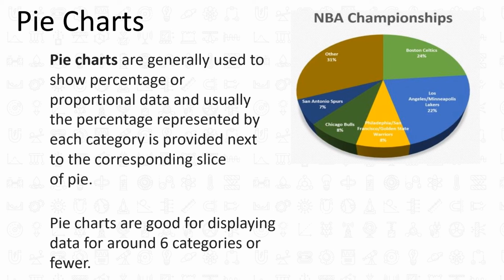So this is an example of NBA championships, and we can see that a few teams have won the majority of the NBA championships over the years. So we can see Boston Celtics at 24%, the Los Angeles/Minneapolis Lakers, 22%. We have the Philadelphia 76ers, San Francisco and Golden State Warriors all have 8%, Chicago Bulls 8%, San Antonio Spurs 7%, and then all the other teams are 31%. So there we go. That's a pie chart.